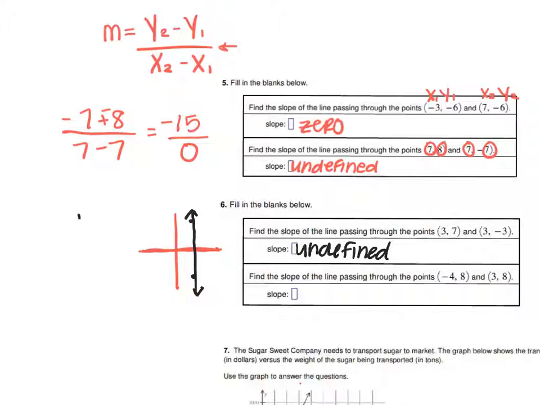Then on 6, I'm going to sketch those points again. So if I have -4, 8, I'm going over -4, up 8. And again, this is just a rough sketch. And then if I go over 3, up 8, I'll be somewhere around there. Connect those 2 points to form that line, and I would have a slope of 0, because the slope did just tell us that this is 0.